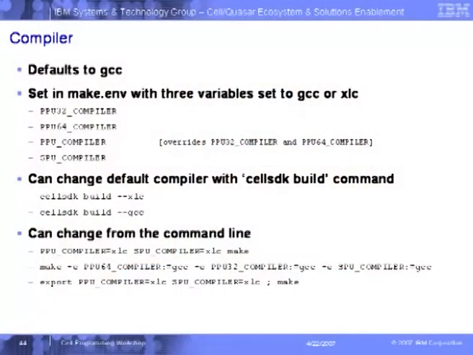Make.env is at the top level of the development kit with all these variables defined, and you can change the values either in the make.env file or in the command prompt. You can do an export PPU_COMPILER=XLC to switch from GCC.